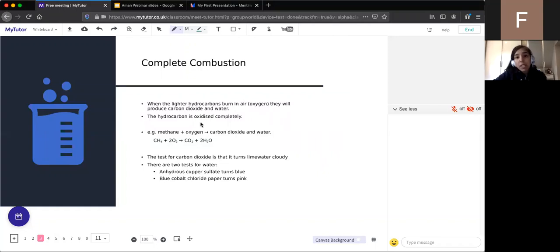So when the lighter hydrocarbons burn in air, by lighter, I mean shorter hydrocarbons, so we're thinking methane, ethane, propane, butane. So the first four, remember they're the four that you need to know in the exams. You need to be able to draw them. You need to know the chemical formulae for them, and you need to be able to name them. They will produce carbon dioxide and water. So that is complete combustion. Complete combustion will produce carbon dioxide and water.